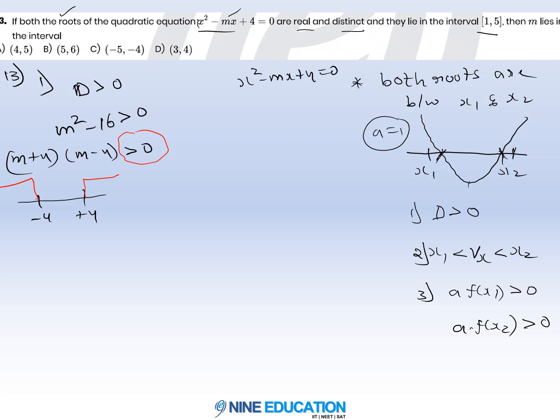So greater than 4, less than 4. Why? Because plus minus plus it will be. Next, let's apply the second condition now.